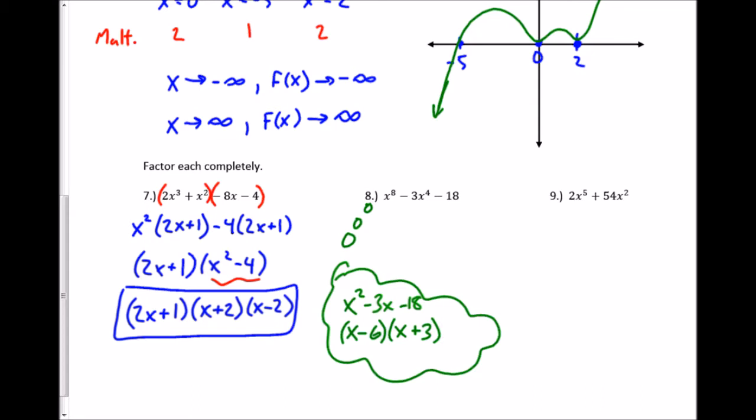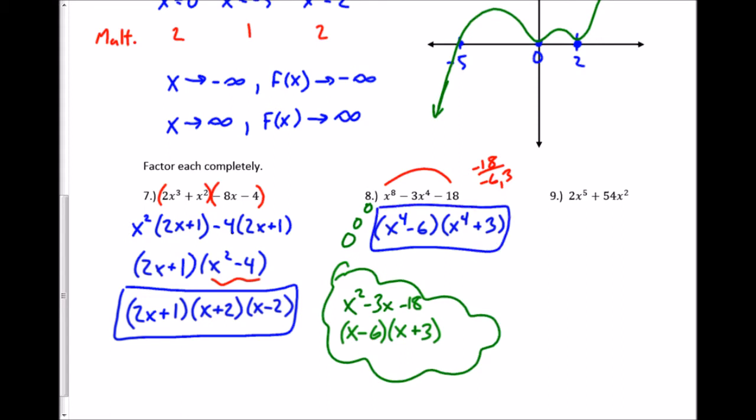Since this thing is quadratic in form, I do the same thing. I build a bridge, I get a negative 18, it's a negative 6 and a positive 3. And here, instead of an x minus 6 and an x plus 3, I need an x to the 8th, which means each of these has to be x to the 4th. Okay, so it's an x to the 4th minus 6 and an x to the 4th plus 3. Okay, it's quadratic in form. It follows the same pattern. I can factor it just like I would a quadratic, but I have to change that first term. Okay.